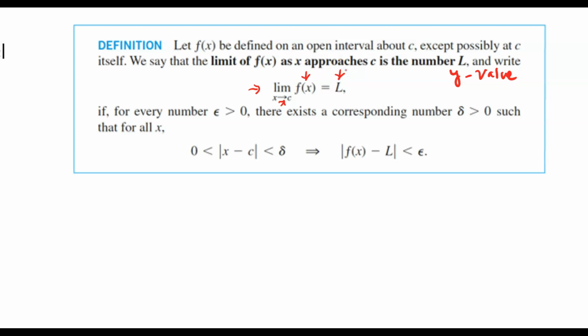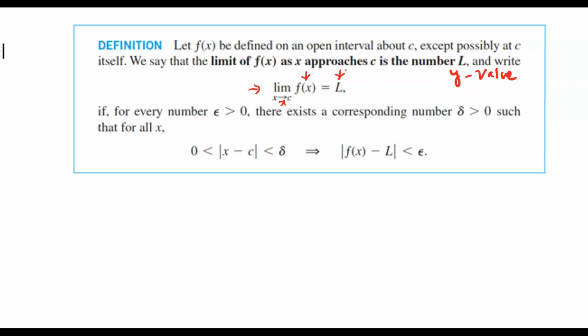So it says if for every number epsilon greater than 0, there exists a corresponding number delta greater than 0, such that for all x, the following inequalities are satisfied. The absolute value of x minus c is between 0 and delta. Then the absolute value of f of x minus the limit L is less than epsilon. What in the world does that mean? It's like I'm talking Greek, and literally I am, because I'm talking about epsilon and delta here.